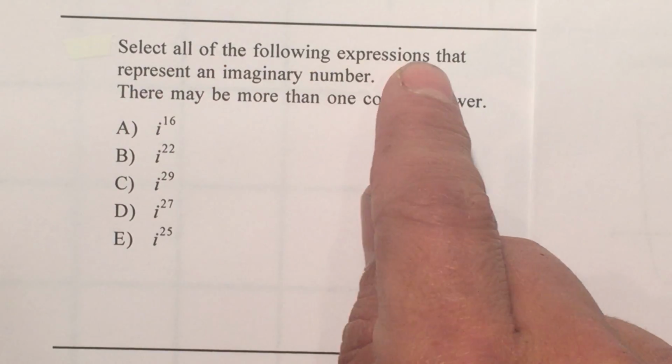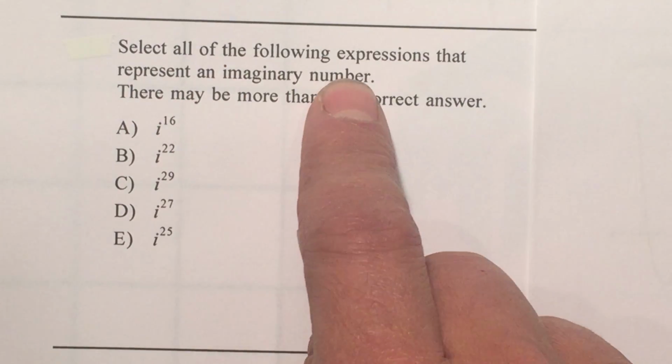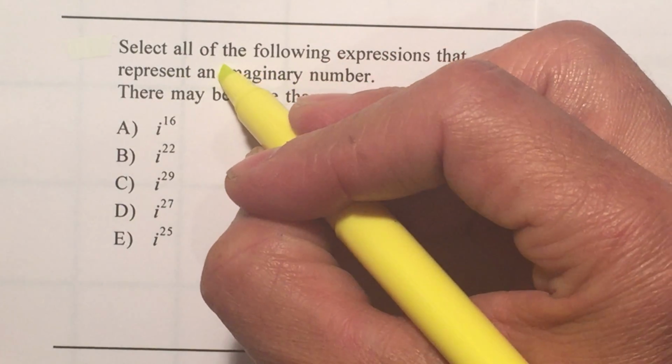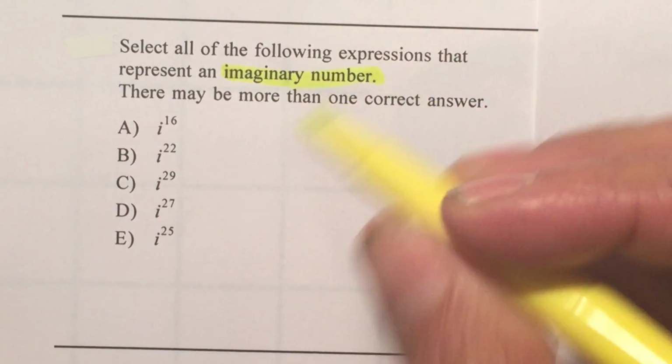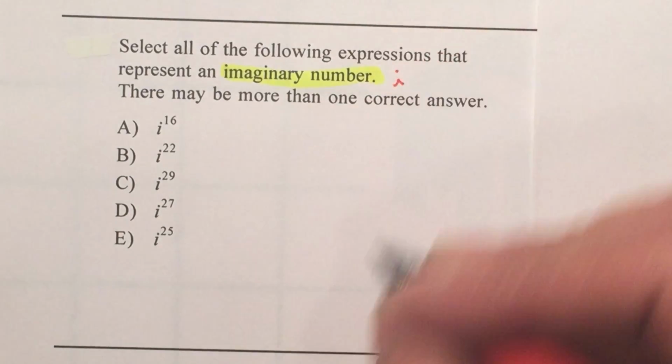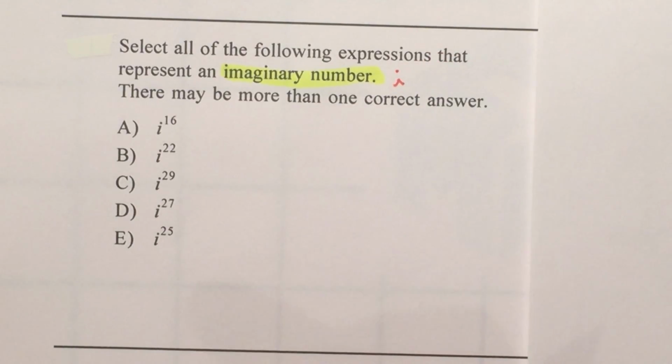Select all of the following expressions that will represent an imaginary number. So we're looking for expressions that once you simplify it, your answer will be an imaginary number. That means that your answer should have an i. And they give you 5 different options.